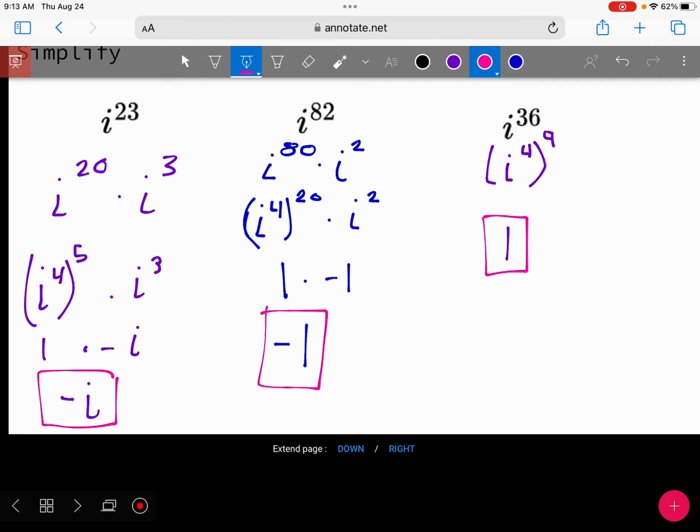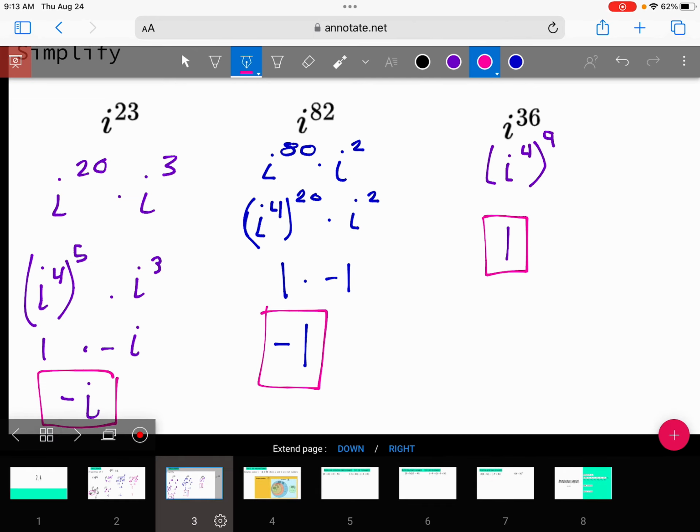What's up? The quiz tomorrow is sections 2-1 and 2-2, I'm pretty sure. Hang on. This is 2-3, I think. Wait, is this 2-4? This is 2-4. Sorry. This is 2-4. Yeah.